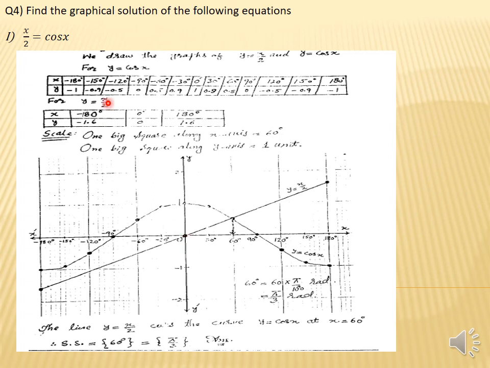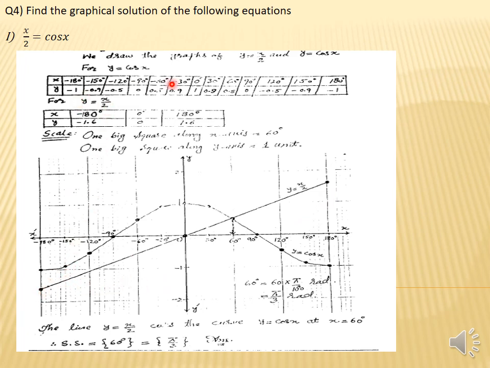So student, we write it down on the horizontal axis. What will we write? -180, -150, 0. Similarly 30, 60, 90, 120, 150, 180 in the positive direction, and similarly in the negative direction. Now we put the points for y equals x upon 2. On 0 we will get 0. On 180 we will get 1.6, so 1.6 lies around here, and for negative 180, -1.6 lies here.